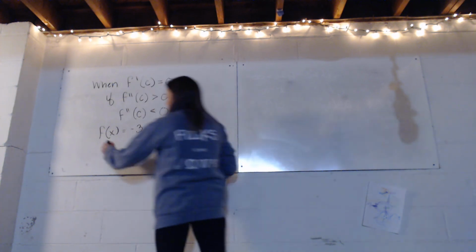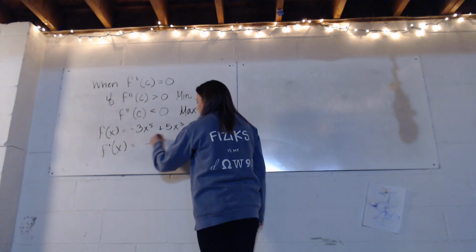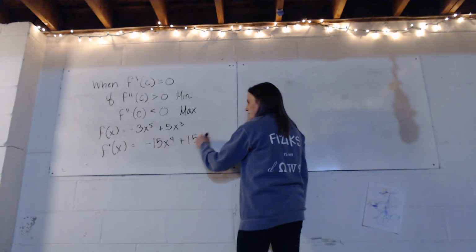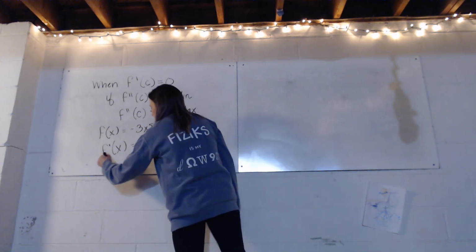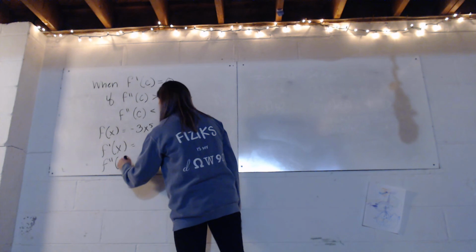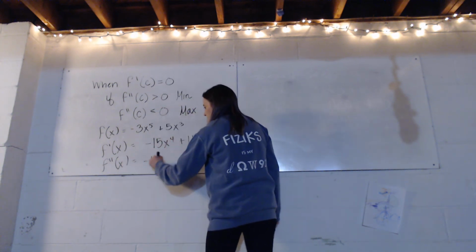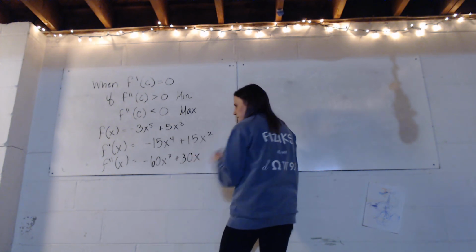So the first derivative of this function is equal to negative 15x to the 4th plus 15x squared. And the second derivative of the function is equal to, what's 4 times 15? 60. Negative 60x cubed plus 30x.